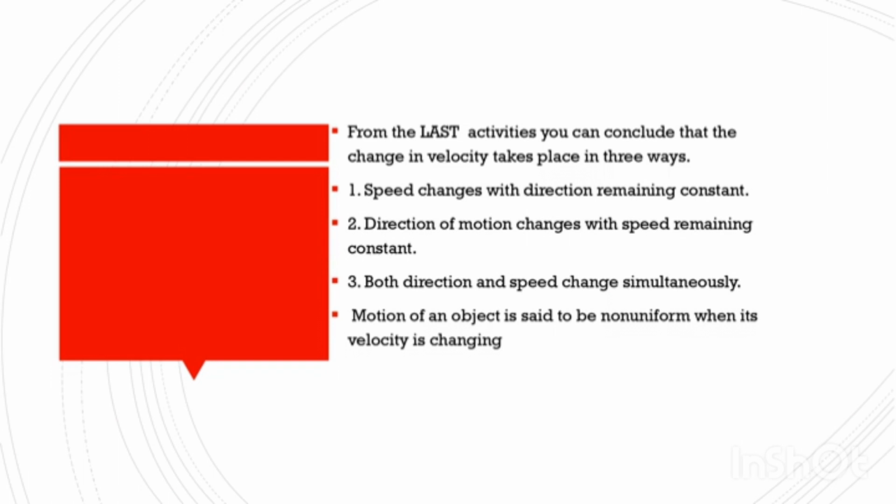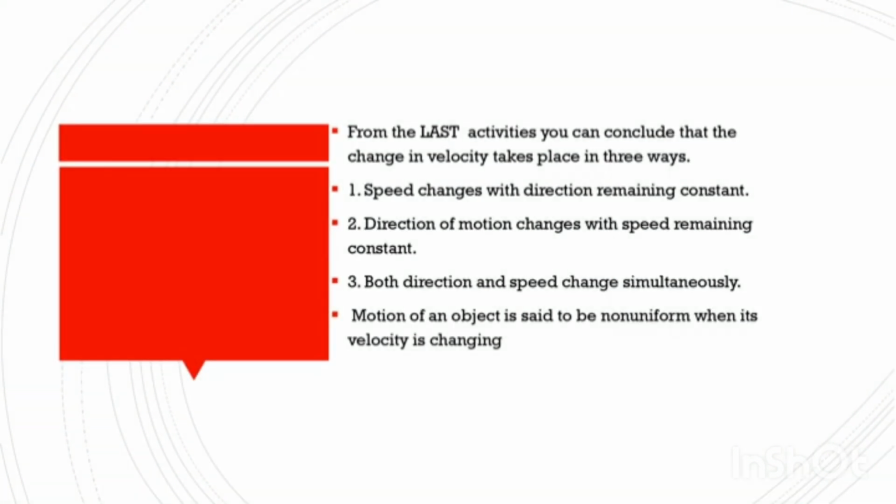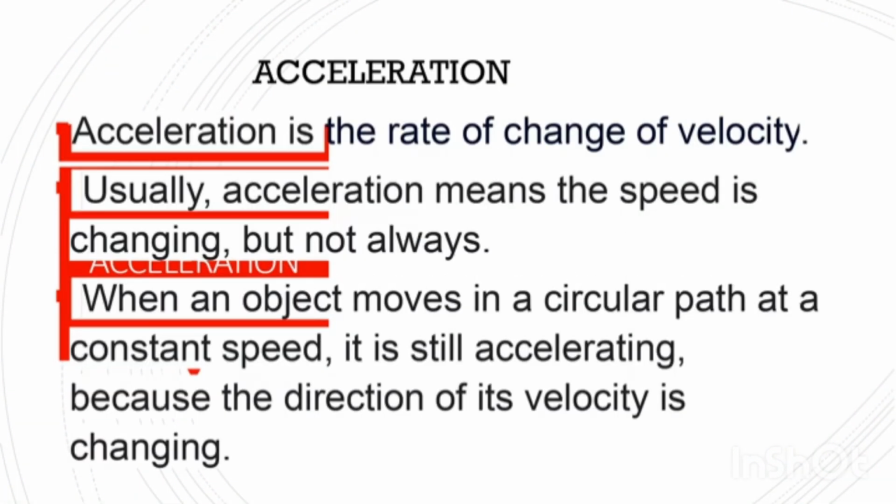From the last activities, you can conclude that the change in velocity takes place in three ways. Speed changes with direction remaining constant, as in the first activity, the activity of the inclined plane. Next, direction of motion changes with speed remaining constant, as in circular motion. Both direction and speed change simultaneously, as in the case of an object thrown into the air. So the motion of an object is said to be non-uniform when its velocity is changing.